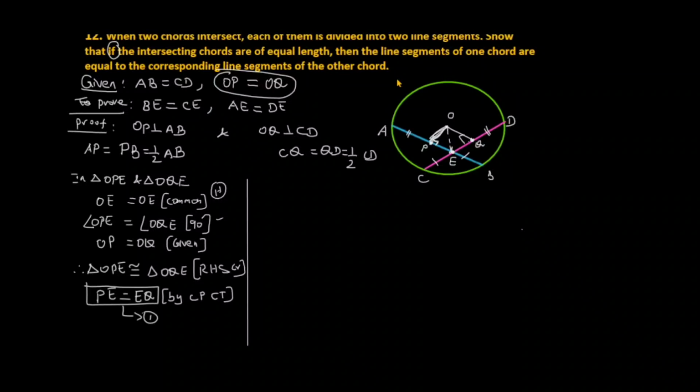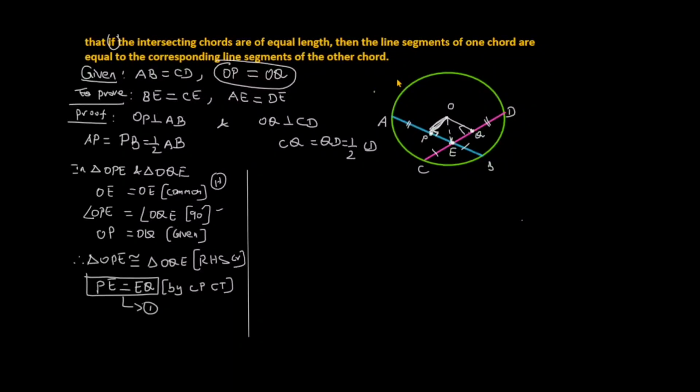Now, to prove the segments, we know that AB is equal to CD. So, half of AB is equal to half of CD. Half of AB is nothing but PB. So, PB is equal to half of CD, which is CQ. So, PB is equal to CQ. Now, this is the second equation.